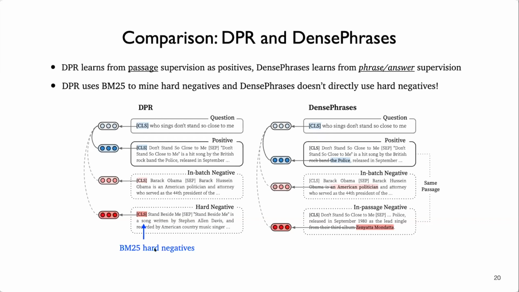But dense passage retrieval also uses additional BM25 to mine some hard negatives. But DensePhrases has never used any other explicit hard negatives. So we can also argue that this is actually one advantage of DensePhrases. We hypothesize that because DensePhrases needs to predict the phrases of the passage, we can basically just view the other phrases in the same passage as hard negatives. So that's why learning the phrase representations can also do the passage retrieval very well.